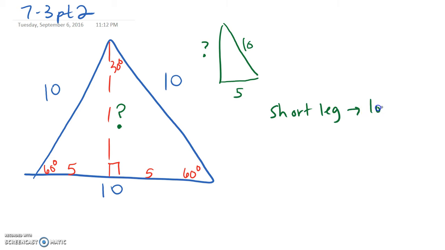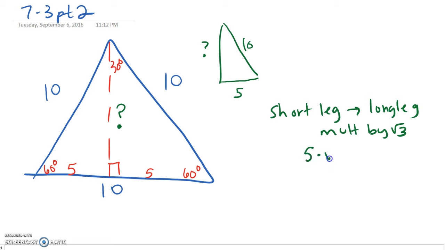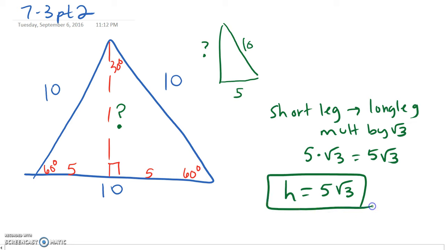To get to the long leg, I multiply by root 3. So 5 times root 3 equals 5 root 3. So the height is 5 root 3. Once again, you could type that in your calculator and get a decimal. I'm mostly just too lazy. It doesn't tell me I need a decimal, so I'm not going to find one. I'm going to do it in my head. So there's number 1 on 7-3 part 2.